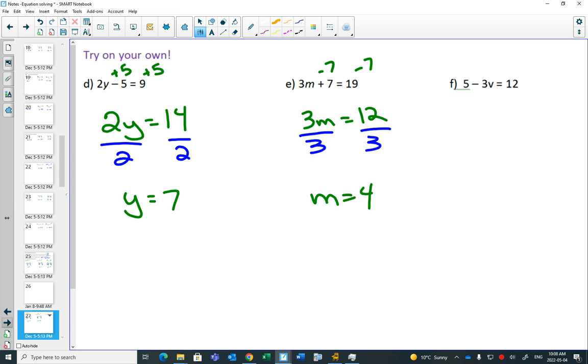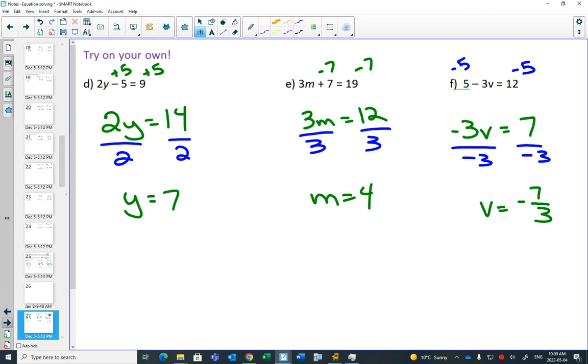And for the third one, I would subtract 5 and subtract 5. The negative would stay with the 3. I get negative 3v equals 7. Divide by negative 3, and we would get v is equal to negative 7/3, and you can leave it like that, or you can change it to negative 2 1/3, or you could type it into your calculator and get negative 2.33.